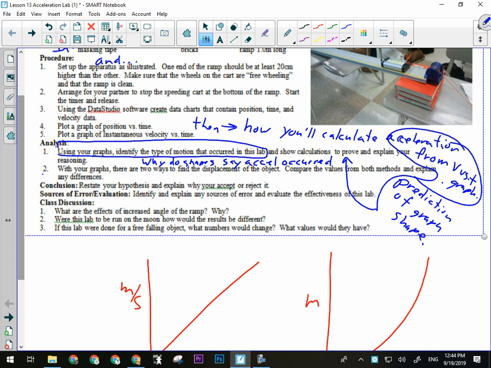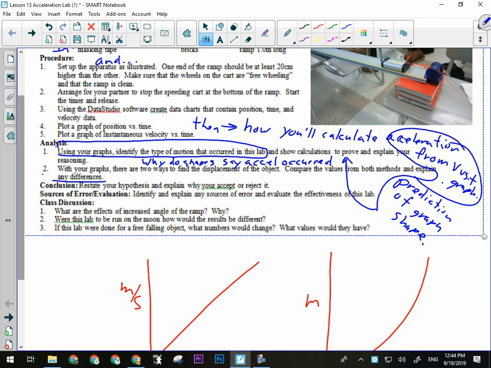With your graphs, there are two ways to find the displacement of the object. You can find the displacement from the position versus time graph. Show me that calculation and the number. And show me the calculation of that from the velocity versus time graph. Show me the calculation and the number, and then you need to explain any differences, because theoretically those two numbers should be the same.